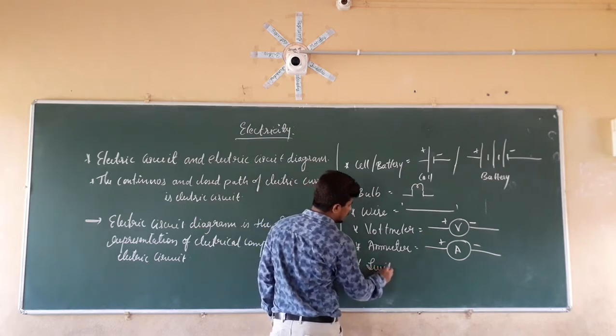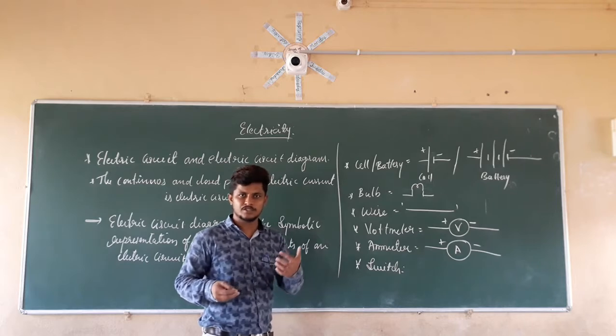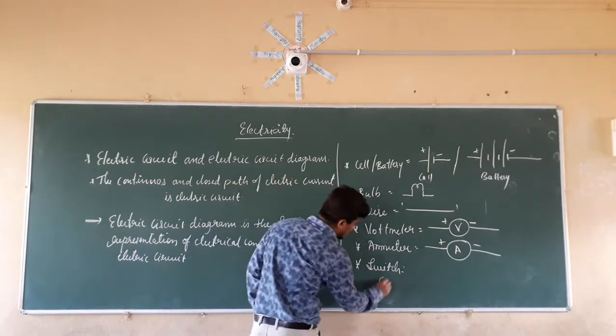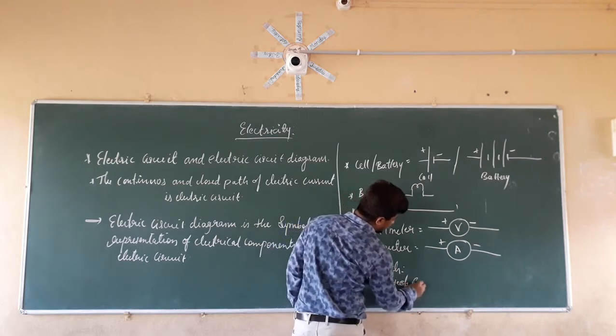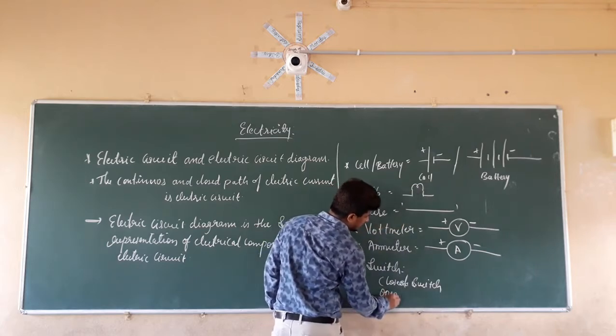We are going to talk about the switch. Switch on, that is nothing but a closed switch. Switch off, that is nothing but an open switch. So we have two types of switch, that is, the closed switch and the open switch.